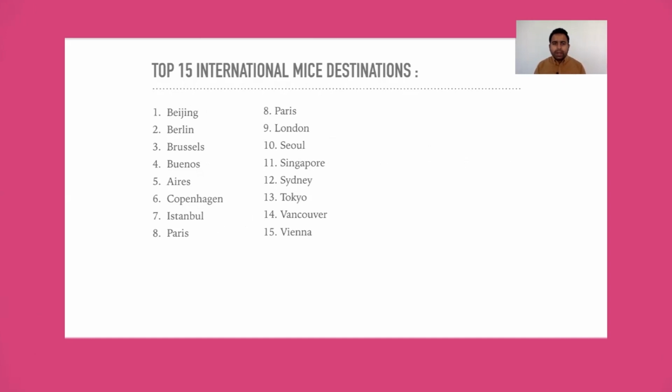So Beijing, Berlin, I'm sure you all know, Brussels, Buenos Aires, Copenhagen, Istanbul, Paris, then we have London, Seoul, Singapore, Sydney, Tokyo, Vancouver, and Vienna. Sorry for that repetition, Paris is repeated twice. So these are the destinations.